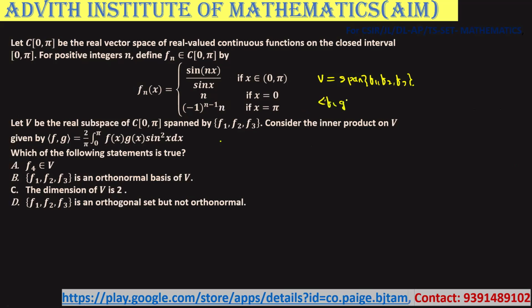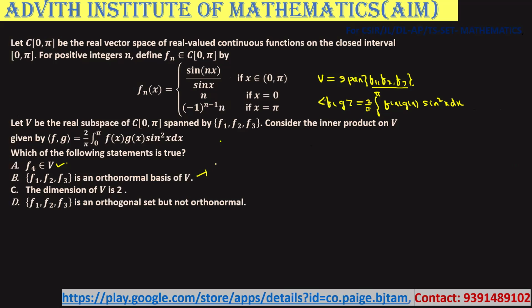We are given an inner product, f comma g is equal to 2 by pi integration from 0 to pi of f of x into g of x into sin square of x dx. Then which one of the following statements is true? f4 belongs to V, that means can we write f4 as a linear combination of f1, f2, f3? And f1, f2, f3 is an orthonormal basis.